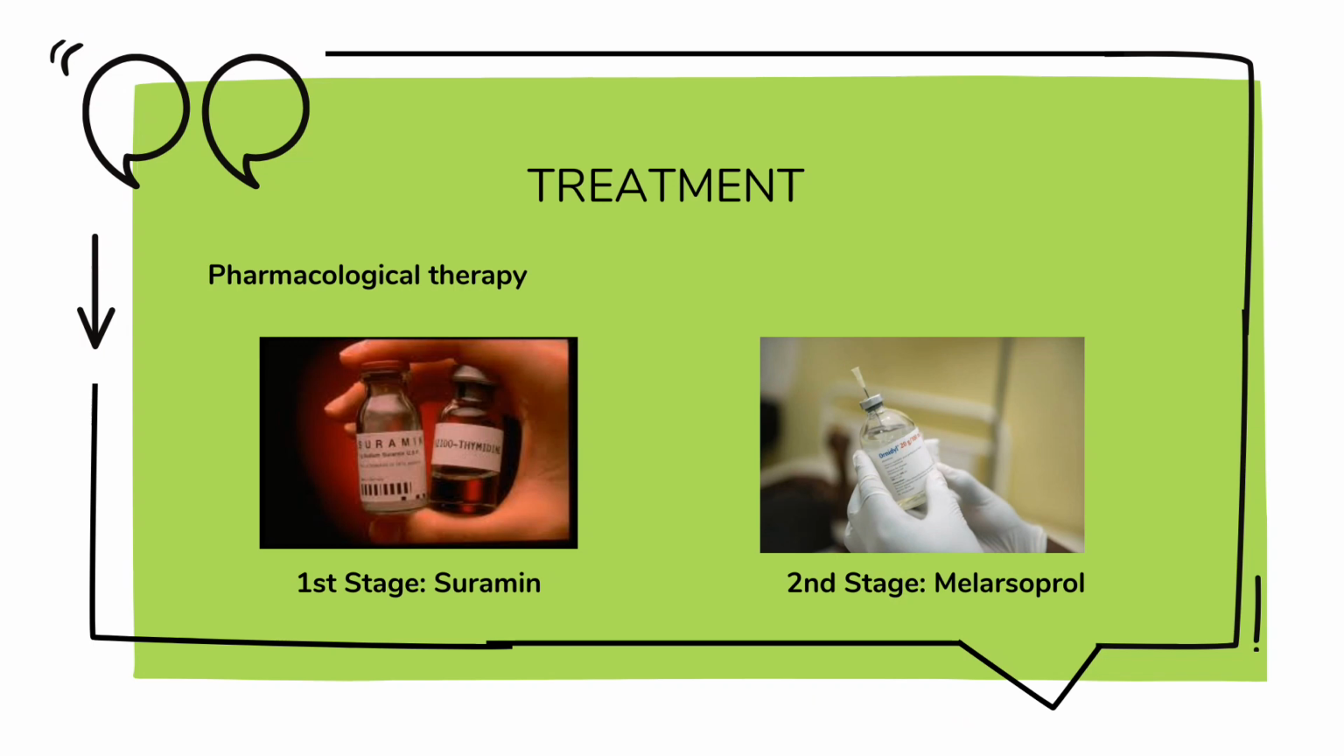And now for the treatment. So there is no available vaccine to treat East African trypanosomiasis, but it has pharmacologic therapy such as suramin and melarsoprol. Both are given through IV, and suramin is to treat the first stage, while melarsoprol is the only drug available for treating the second stage.